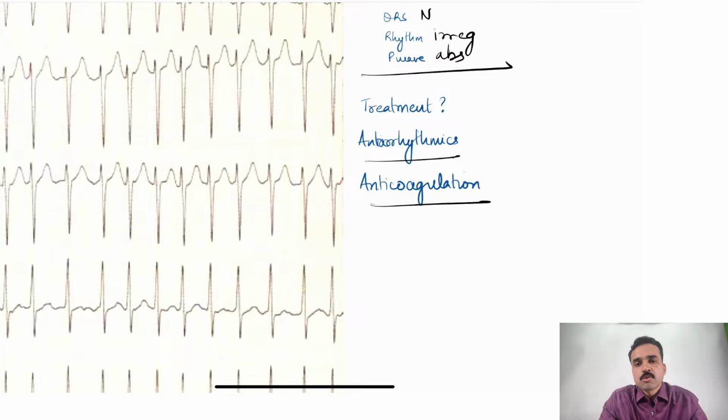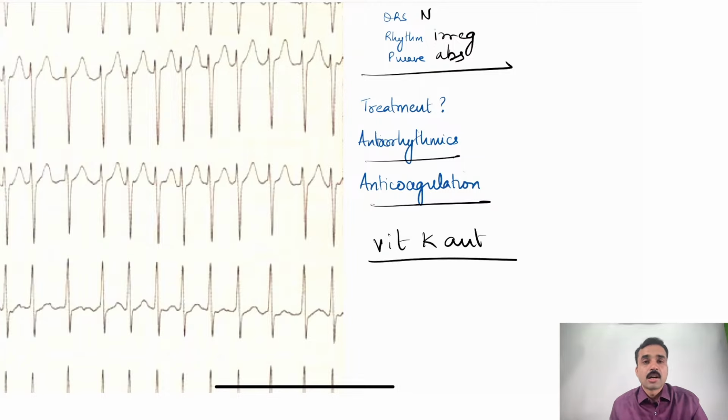Okay, so we've discussed treatment, antiarrhythmics, anticoagulation. Anticoagulation, of course, you can go for novel oral anticoagulants, but there are two situations in which only vitamin K antagonists are used. So which are those two situations? Vitamin K antagonists are compulsory; you can't use novel oral anticoagulants. Vitamin K antagonists are used for two situations, which are verapamil.